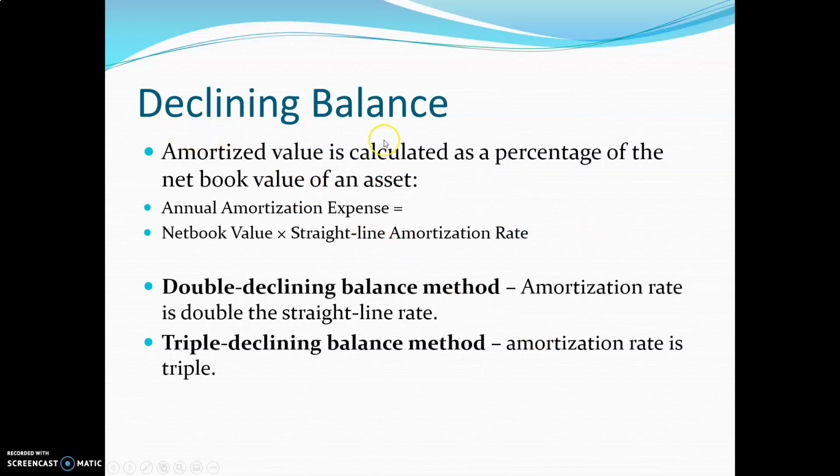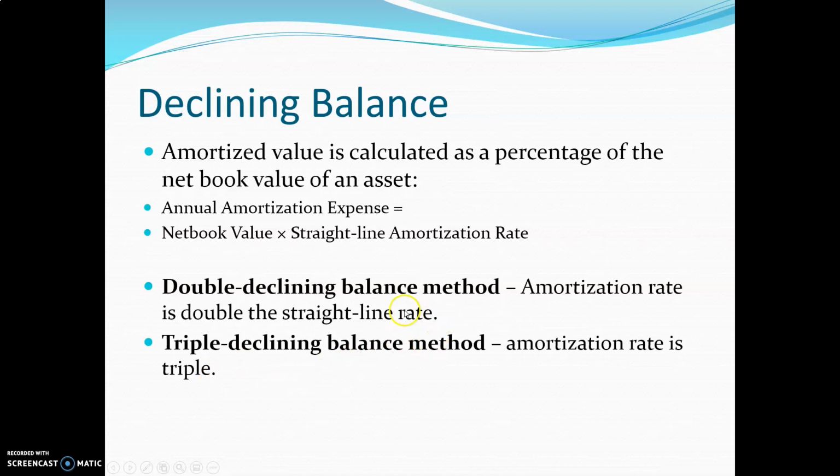In this case, the declining balance is a little bit different and more complicated. The amortized value is calculated as a percentage of the net book value of an asset. This is the annual amortization expense would be the net book value times the straight line amortization rate. In the case of looking at a double declining balance method, we're taking the straight line rate, double it. So if the straight line rate was 30%, then it would be 60%. If it was triple declining balance, then it would be 3 times the 30, which would be 90%.